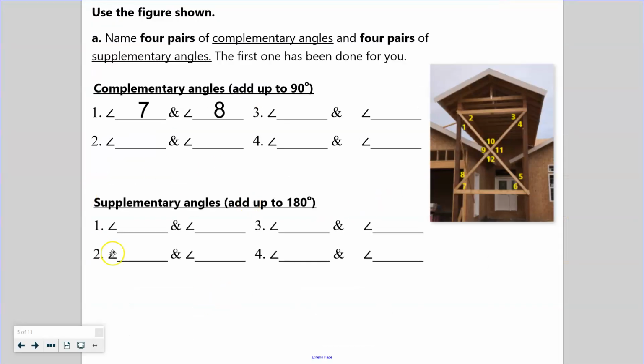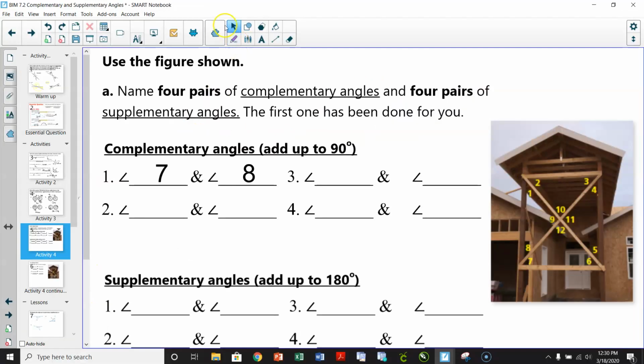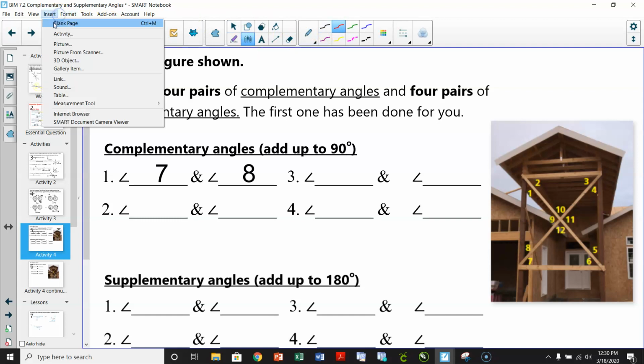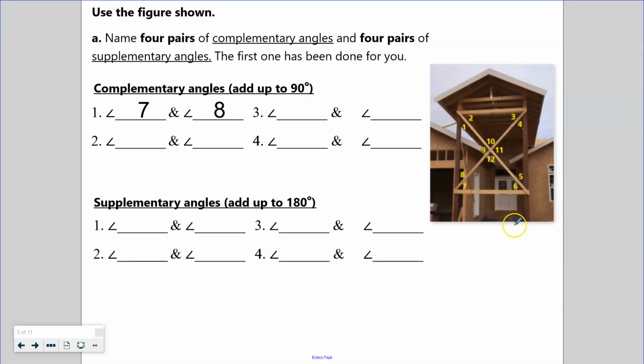So going into our examples right here, use the figure shown, name 4 pairs of complementary angles and 4 pairs of supplementary. So you can see right here, complementary angles add up to 90 degrees. So angles 7 and 8, right? You can see that angle 7 and 8 would make a right angle right there. So those are 90. I can say 5 and 6.